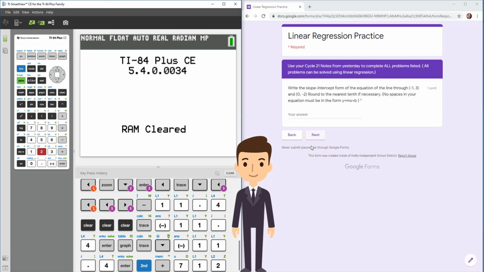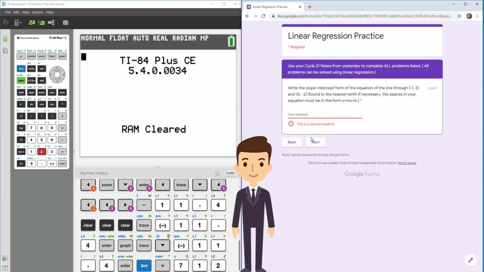Okay. So write the slope-intercept form of the equation of the line through these 2 points. Basically, you're going to do the same thing you did, but you only have 2 points to use, and you're going to round to the nearest tenth if necessary. I'm going to let you go ahead and do that because I think you got it. I'm going to move on to the next one.